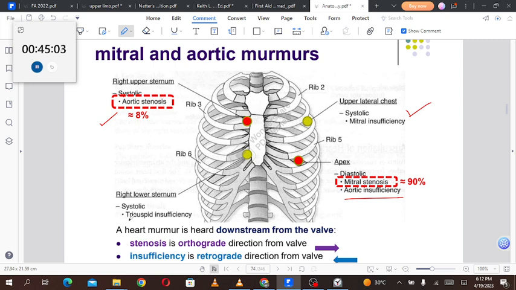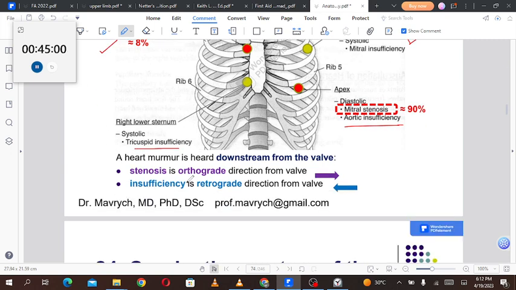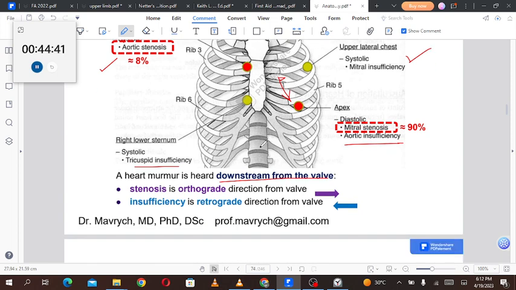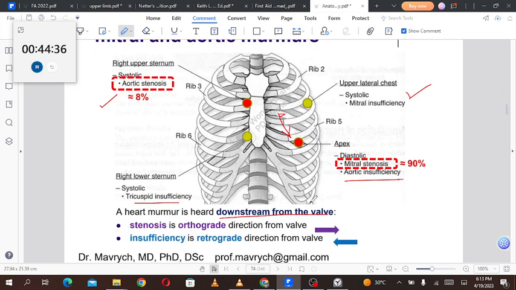At the right lower sternal border, systolic tricuspid insufficiency is heard. A heart murmur is heard downstream from the valve. Stenosis is heard in the orthograde direction from the valve, insufficiency in the retrograde direction from the valve. So orthograde means moving downwards, away from the valve, and retrograde is directed upward, away from the location of the valve. Retrograde is moving to the axilla, like the mitral insufficiency murmur heard in the axilla.